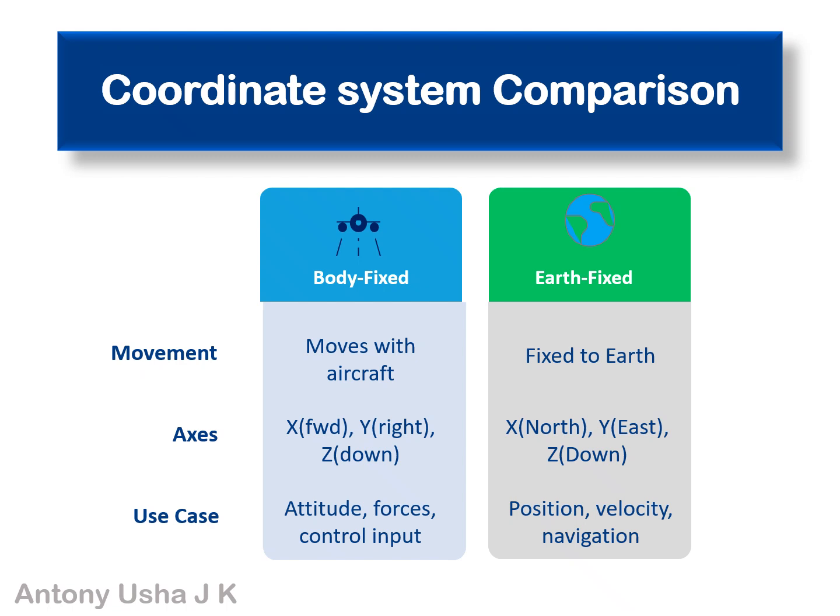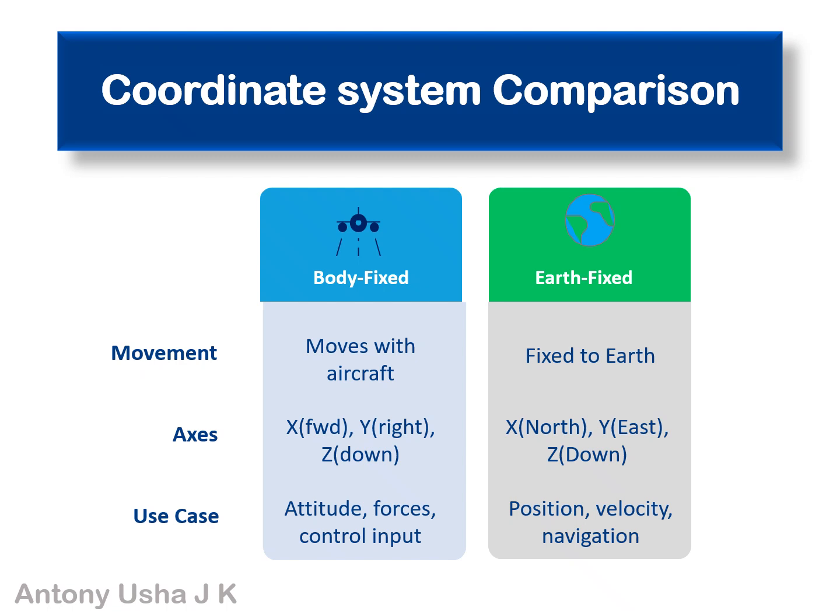On the other hand, the earth fixed frame is stationary and aligned with the Earth's surface. Its x-axis points to geographical north, the y-axis points east, and the z-axis points downward toward the center of the Earth. So the frame is primarily used for determining the aircraft position, velocity and navigation, such as tracking its location on a map, calculating GPS coordinates or planning a flight path.